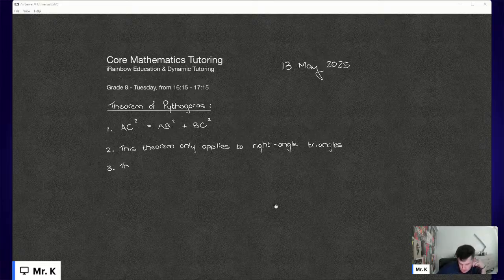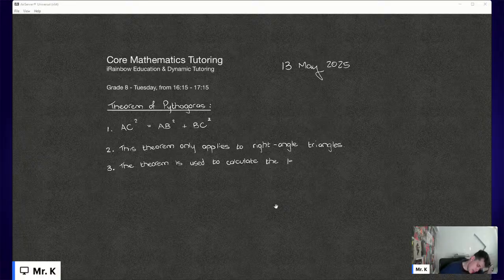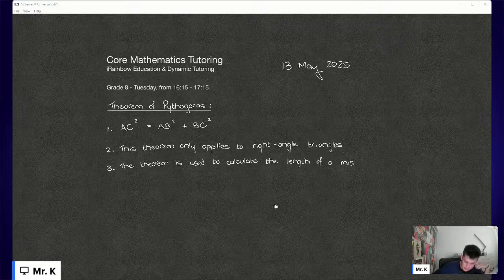The theorem is used to calculate the length of a missing side of a right-angled triangle. It's to calculate the length of a missing side of a right-angled triangle.